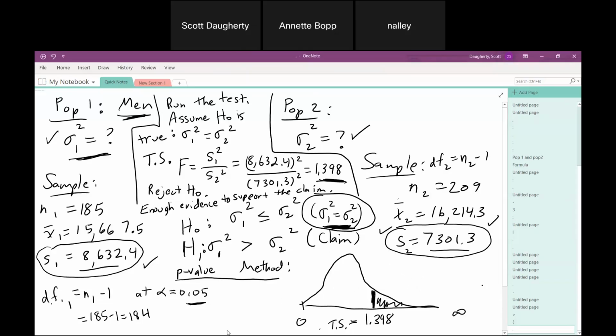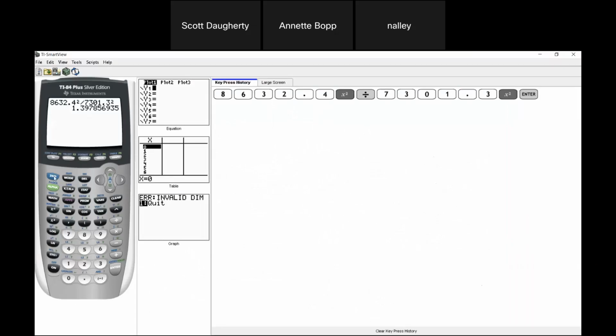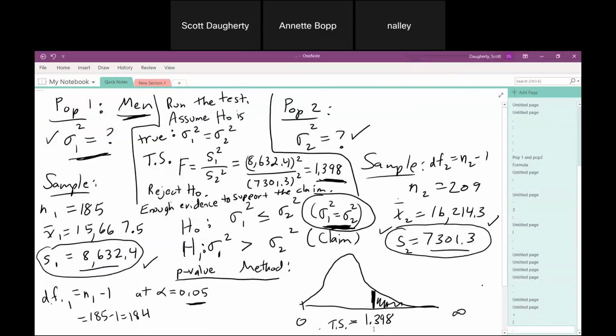And we can do this on the calculator. Go to your distribution button and you scroll down until you see F CDF. This is no different than what we've had before. We had a chi-squared CDF, we had a normal CDF, we had a T-CDF, there's also an F-CDF. And it's the same idea. It's going to tell you the area trapped between two F values. Okay, and the lower F value is 1.398.